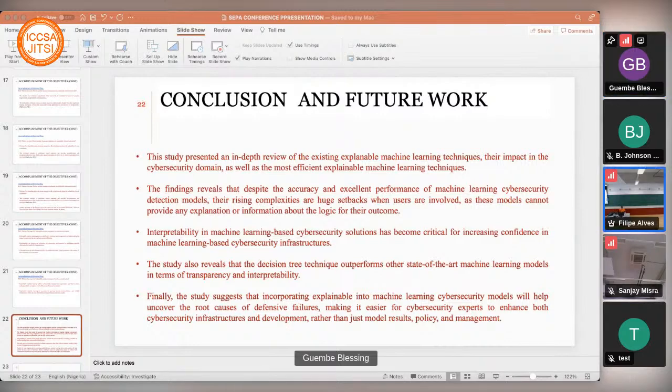Thank you, Guembe, for your very nice presentation. We have time for one question. Can anyone in the audience ask a question to Guembe? Maybe Wembe, I will ask you. This part is very interesting.